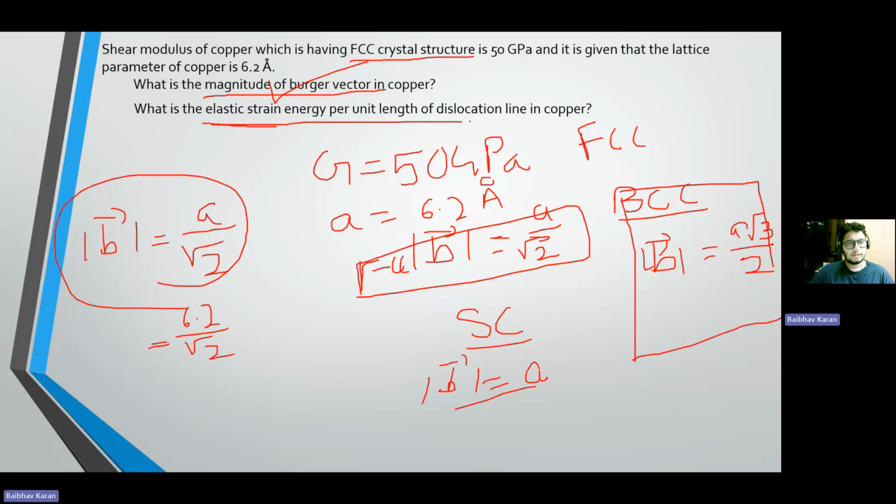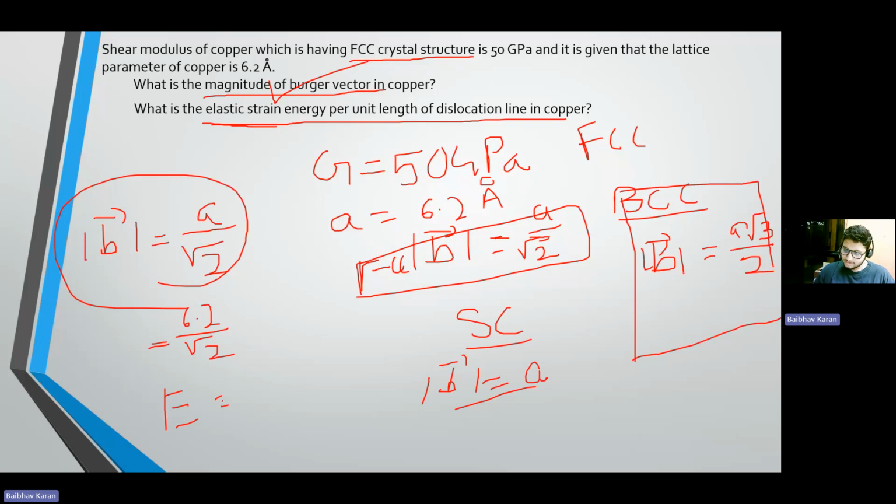Then there is a question: what is the elastic strain energy per unit length of the dislocation line? So the elastic strain energy per unit length of dislocation line is given by, what is the value of this? You remember I told you in the previous slides. What is the value? G b square, right? Energy, total energy.